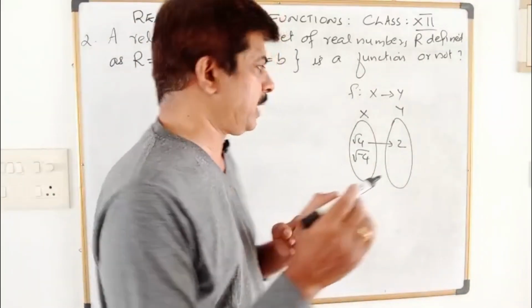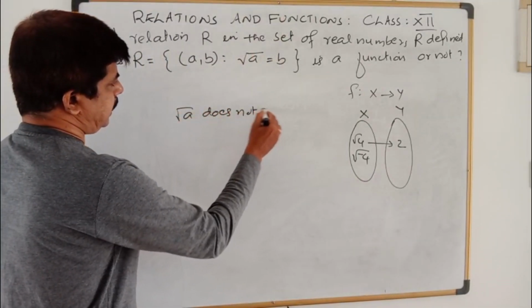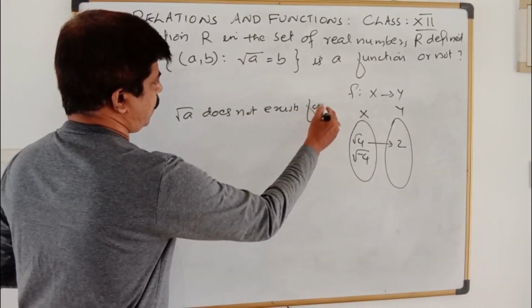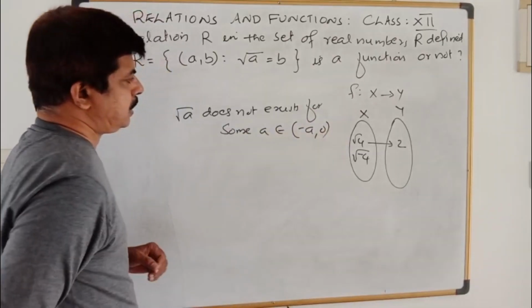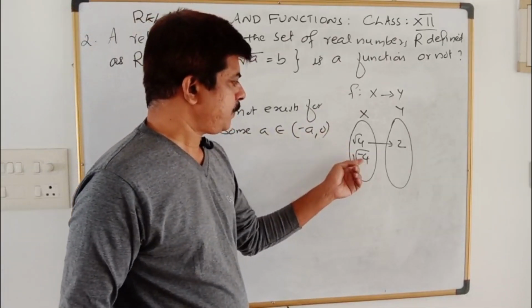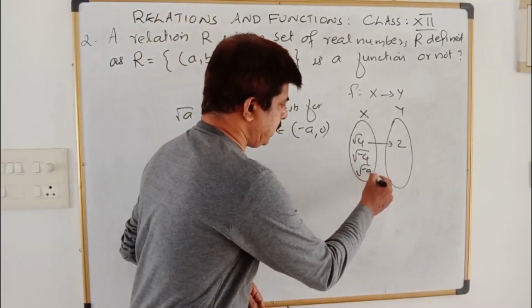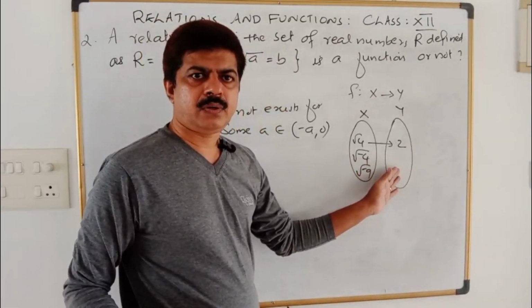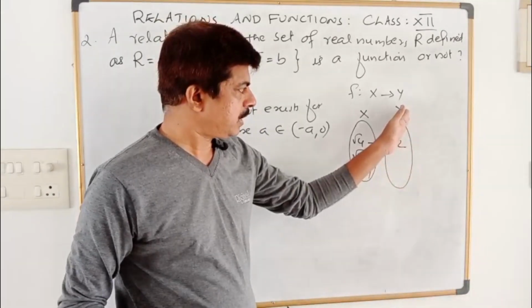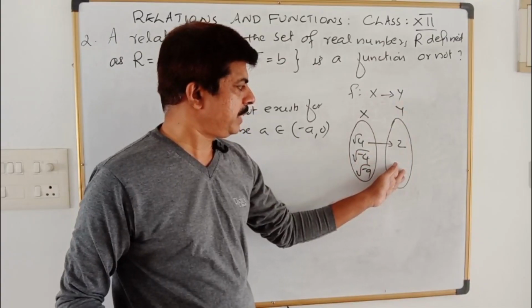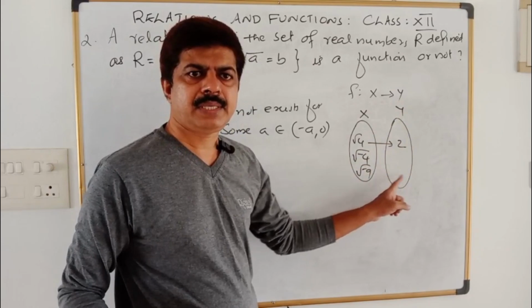Root a does not exist for some a belonging to minus a to 0. If you put a number under the root, like root of negative 9, we don't have a real number answer. They have no image. Of course, the set is taken as real numbers, but root negative 9 is not a real number. That is imaginary.